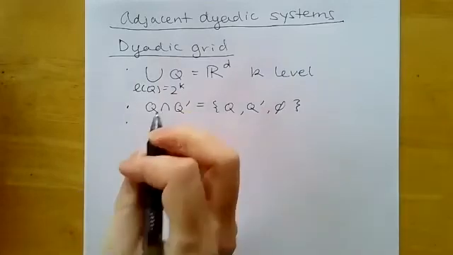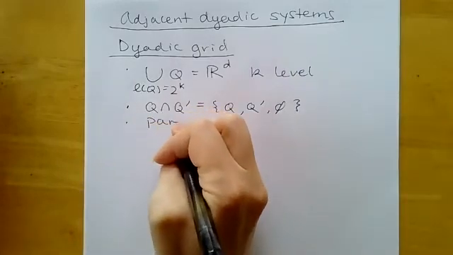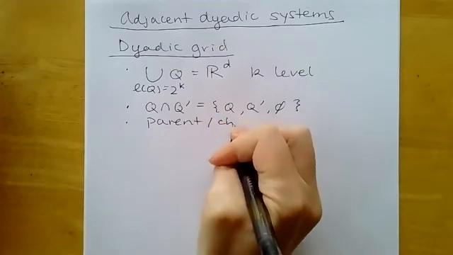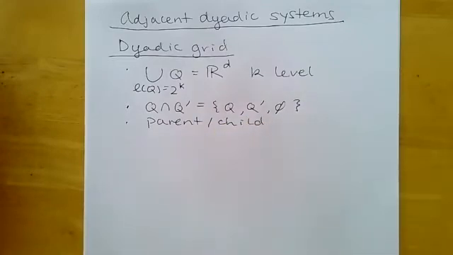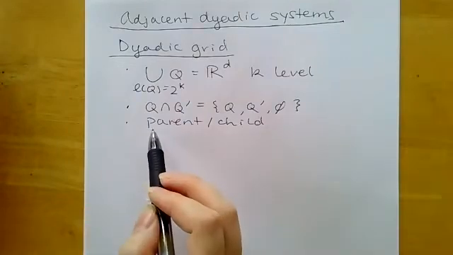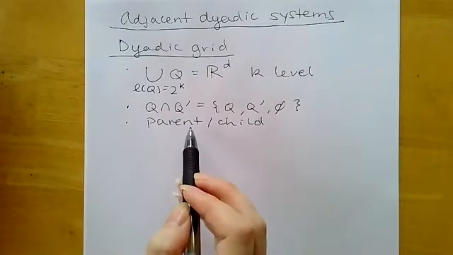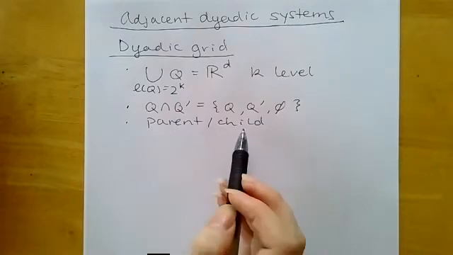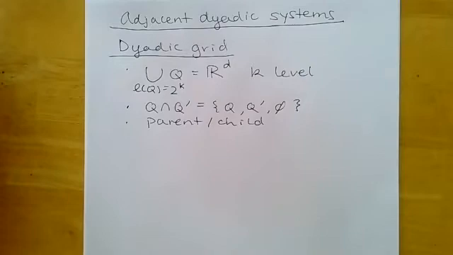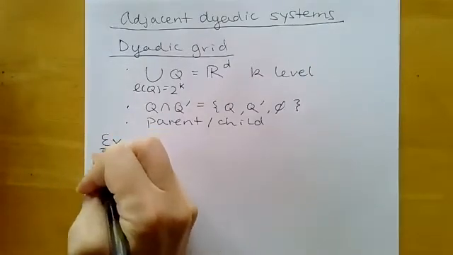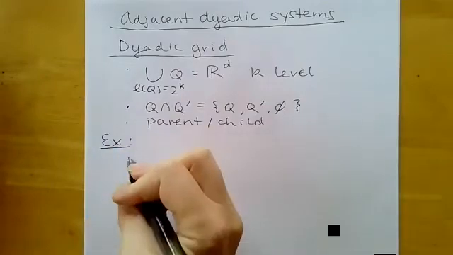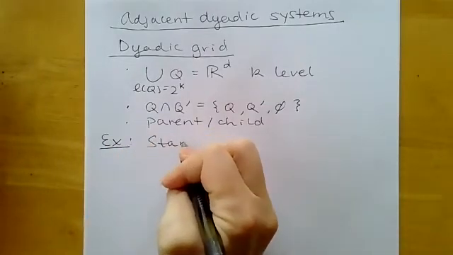And finally, we have a nice parent-child relationship. So this isn't everything, but this pretty much sums up the desired properties that we like to see in dyadic grids. So each cube has one parent and only one, and each parent divides itself into two children of equal size. And an example of a dyadic grid is, of course, the standard grid that we use frequently.